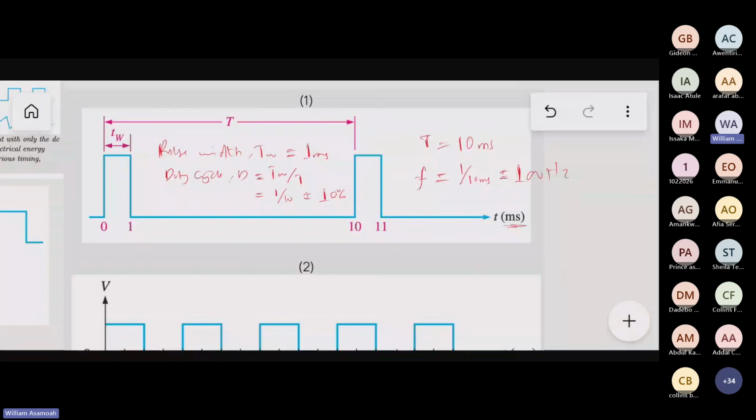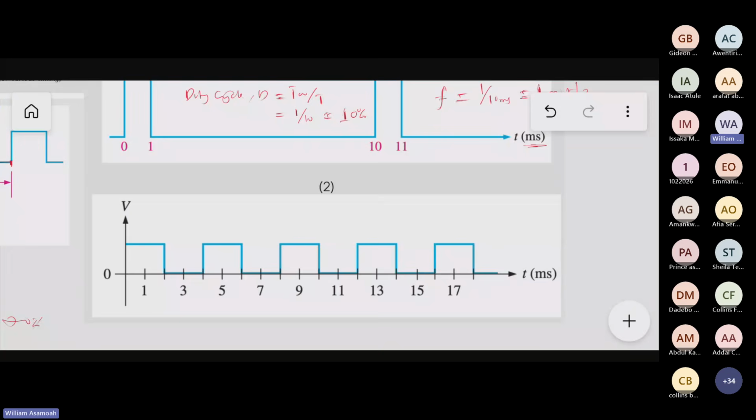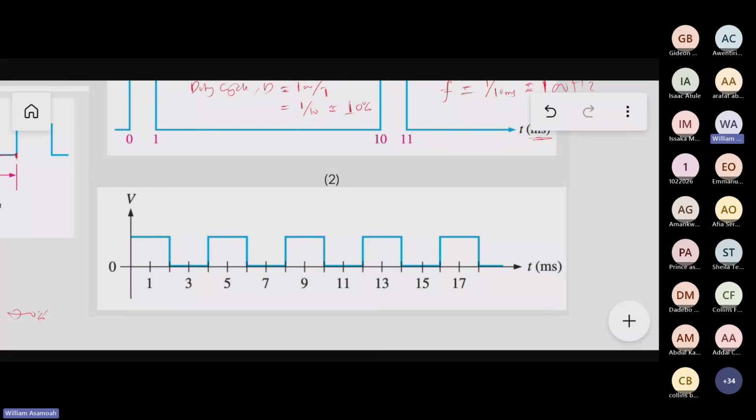4 milliseconds. Again, T is 2 milliseconds? Yep, 4 milliseconds. Great. So T is 4. Sorry, all the time T is capital T, not small t.